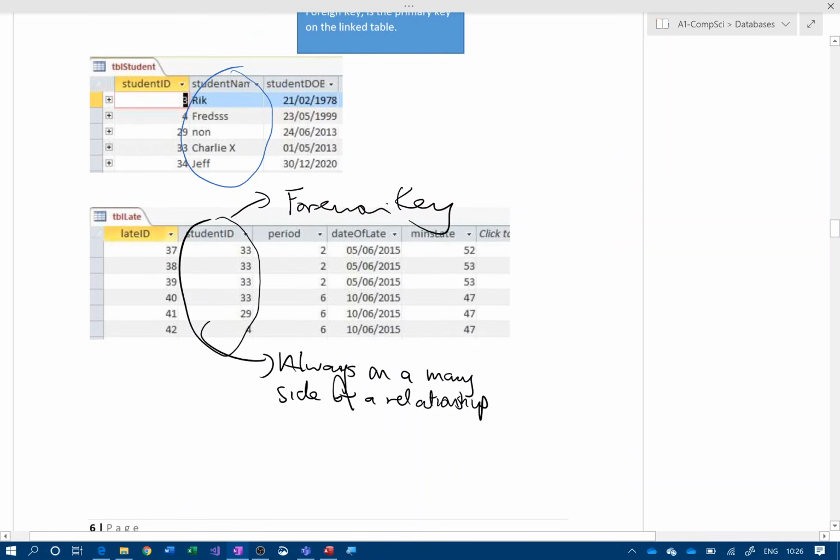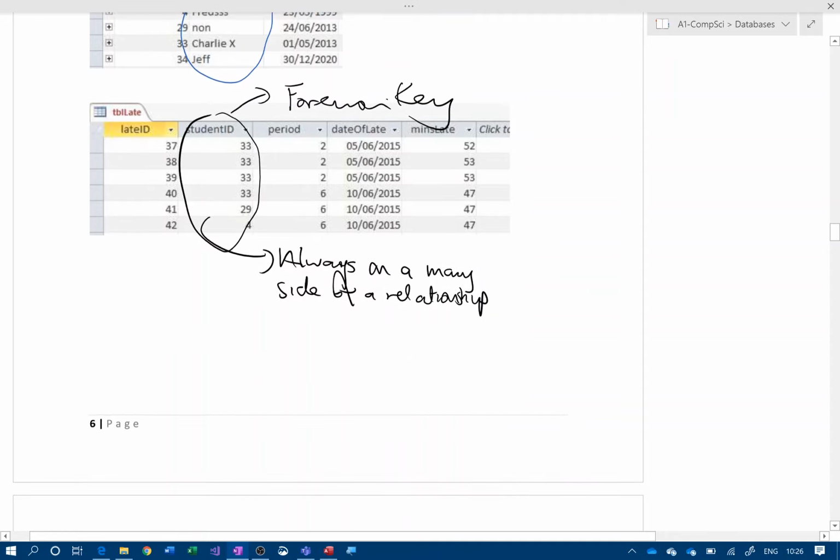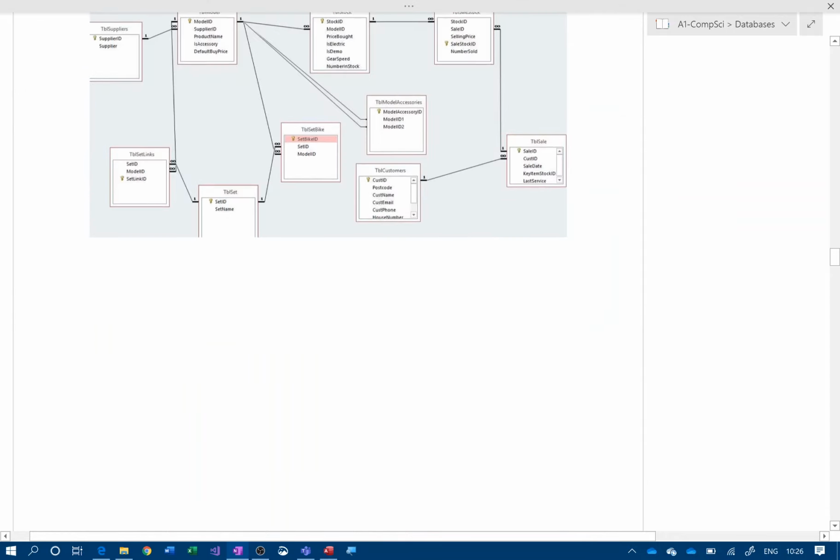Now, the foreign key is always on the many side of a relationship. So even if you didn't understand what is a student and what is a late, you can see that's a primary key student ID here, and there's the foreign key there, so it must be one student to many lates. A student could have many lates. Let's not worry about that.